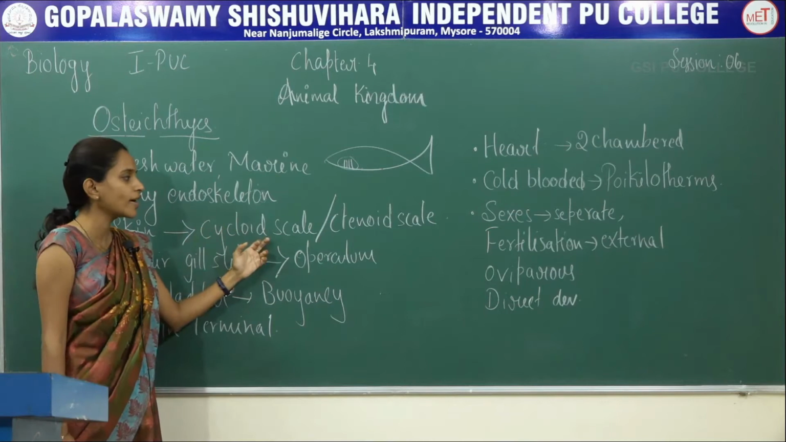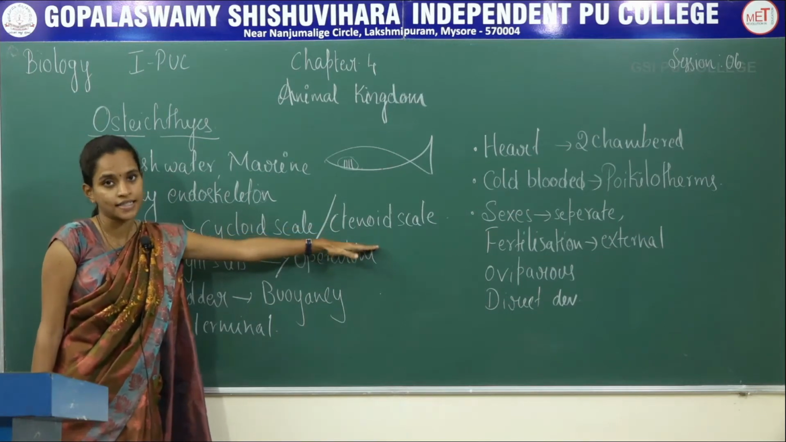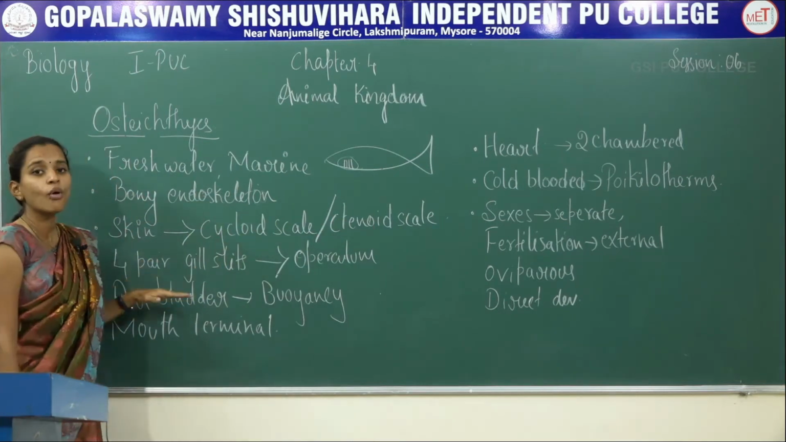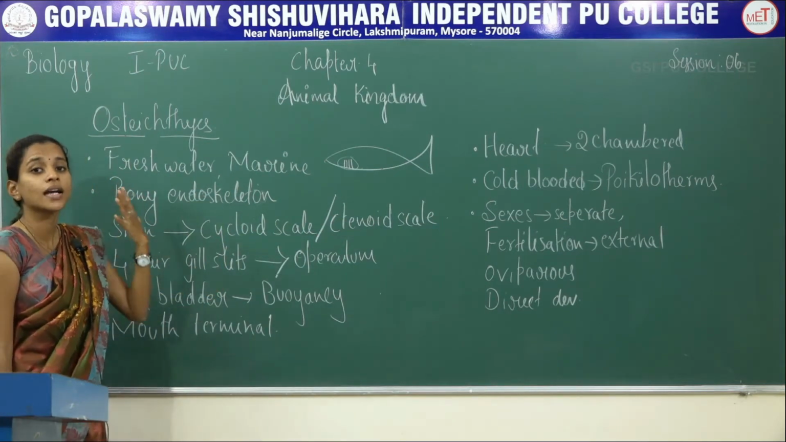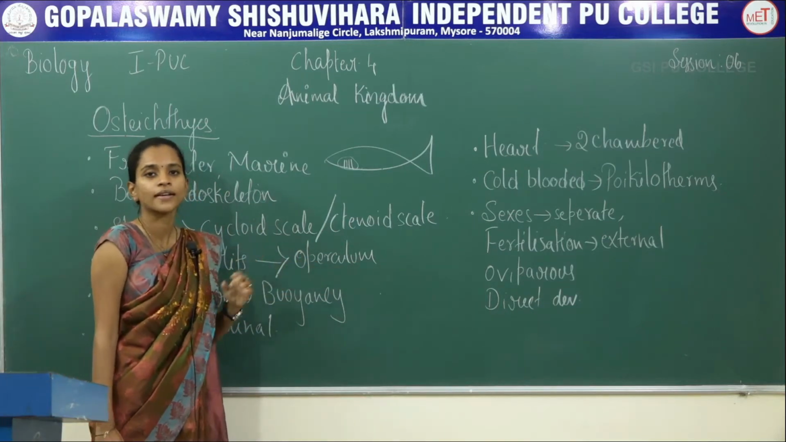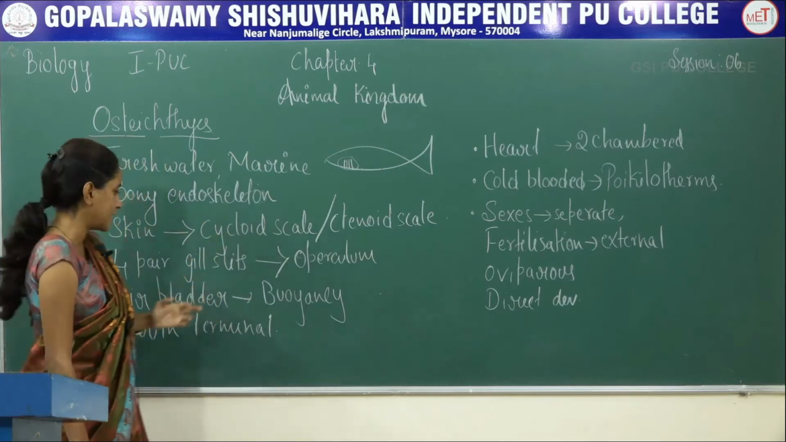This will be cycloid scales or ctenoid scales. These are termed cycloid or ctenoid scales. They have 4 pairs of gill slits which are covered with a protective covering called the operculum. This is one more character which is absent in the case of Chondrichthyes.